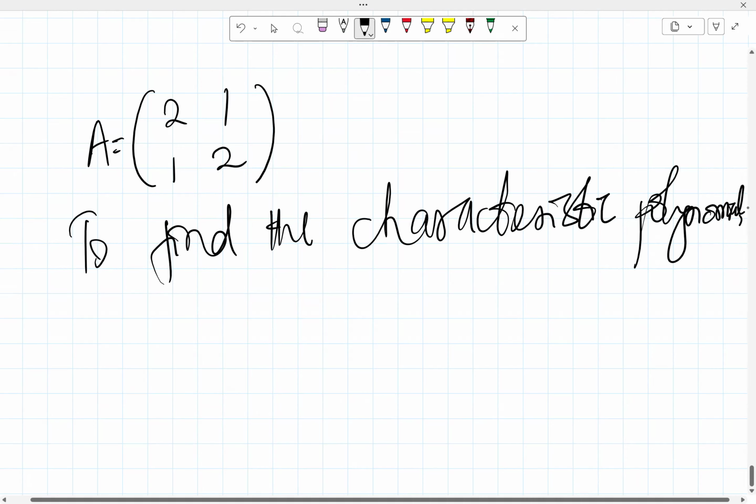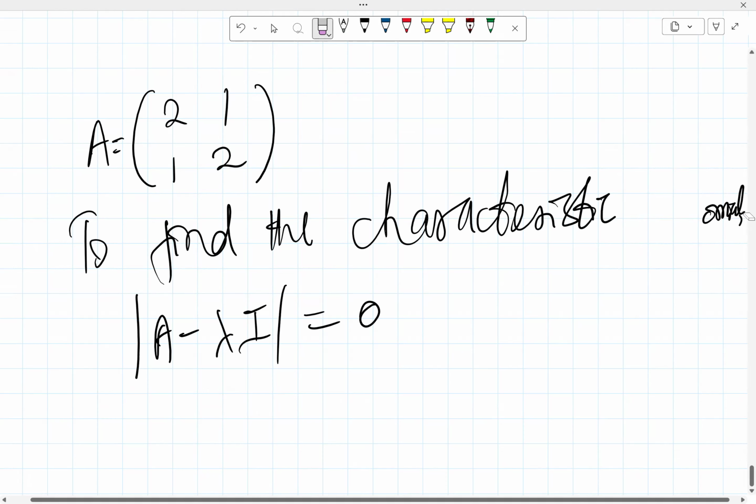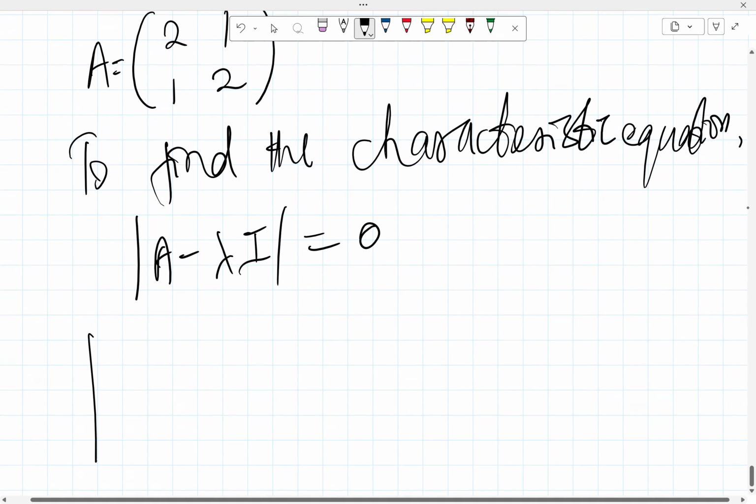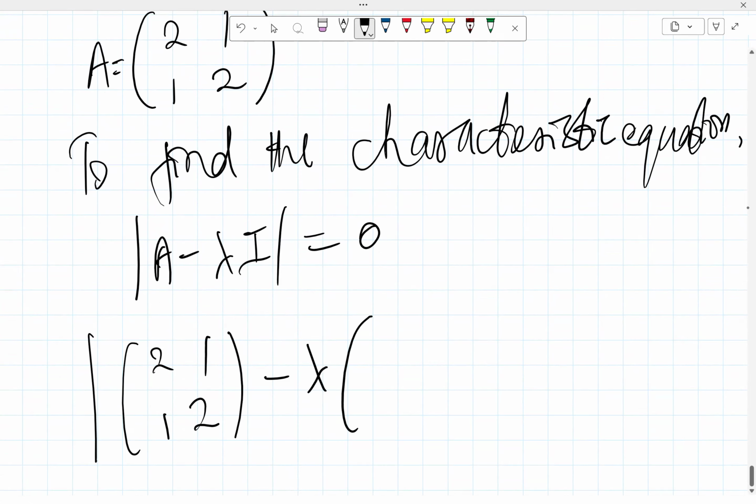You need to look for the determinant of A minus lambda I, which equals 0 if you want the characteristic equation, because I'm equating it to 0 already. Without the 0, it's the polynomial. So we have A minus lambda I equals 0. Here our A is 2, 1, 1, 2 minus lambda I, and because it is a 2 by 2 matrix, we have a 2 by 2 unit matrix, 1, 0.